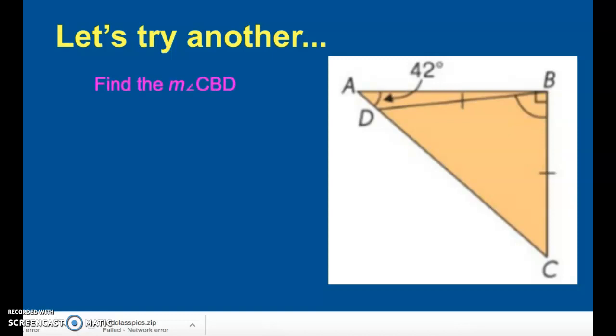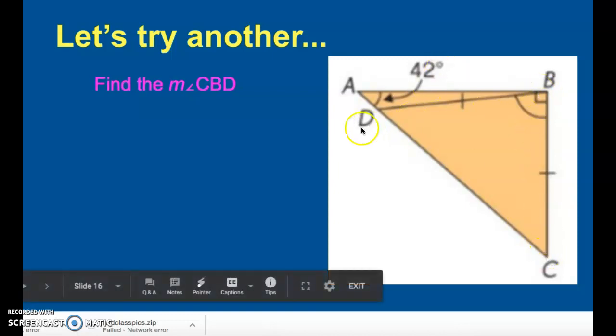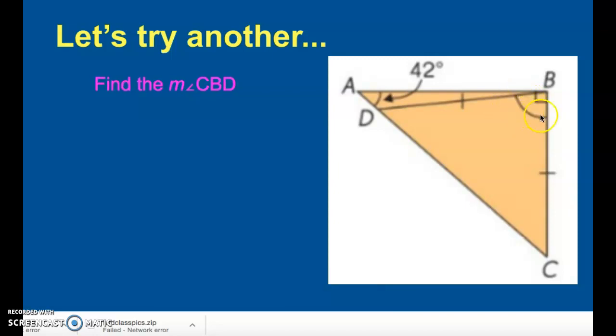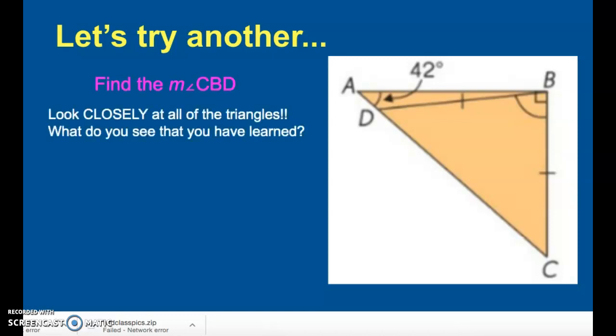We're going to try to find the measure of the angle CBD. So it's this angle marked right here. Well, let's pause the video and think about what you see, and if you'd like to, copy what you have in front of you down on a piece of paper and try to work it out. Look closely at all of the triangles. What do you see that you have learned?